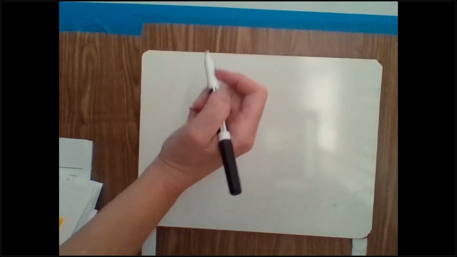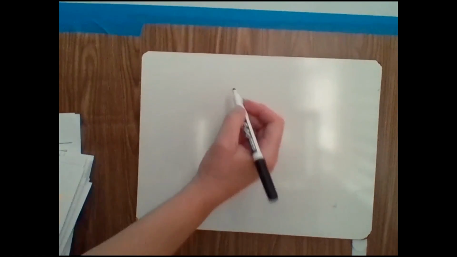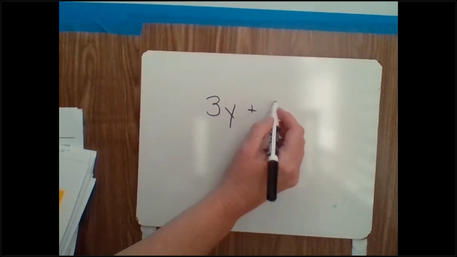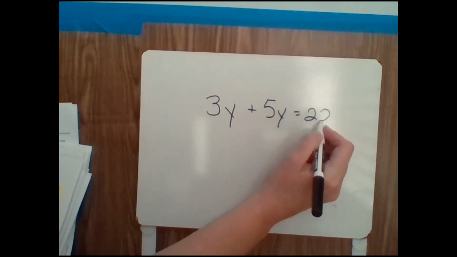Now we're going to move on to something called combining like terms. And the problems in this particular packet are pretty simple. I'm going to start with one of theirs. I'm on page 76 of the packet. This is number 1. Their problem is 3y plus 5y equals 32.